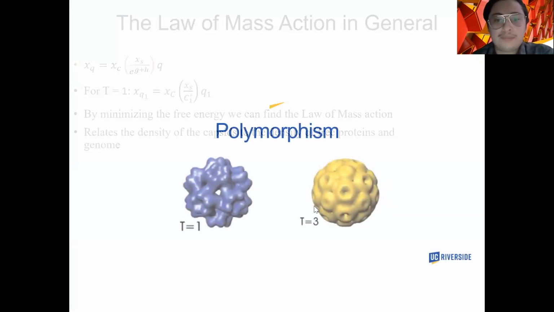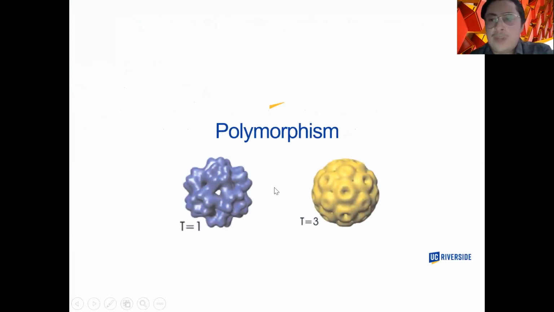so that it can actually create the capsid. And something that's actually pretty interesting is that in experiments, it has been seen that there can be multiple sizes of capsids present. That phenomenon is called polymorphism.